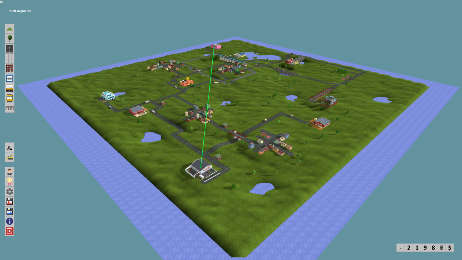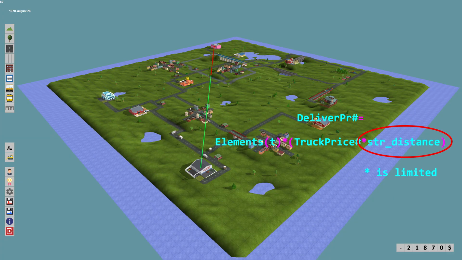So it's worth building the shortest and therefore maybe cheapest possible road between them. I also implemented a maximum distance threshold. If the straight line distance between two factories exceeds this limit, the payment will no longer increase. It stays the same regardless of any additional distance.